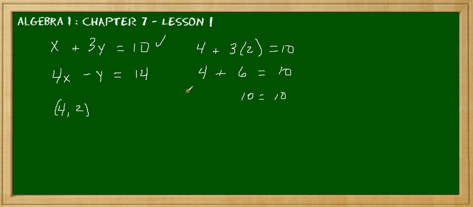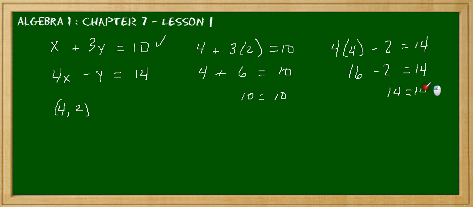And check that one off. Does it work for the other one? Well, 4 times 4 minus 2, and that's equal to 14. So 4 times 4 is equal to 16, minus 2 is equal to 14. And yes, 14 is equal to 14. So this is true for this set. Okay. Now you'd have to go ahead and try that with the next set. Okay. And try for the third set as well.